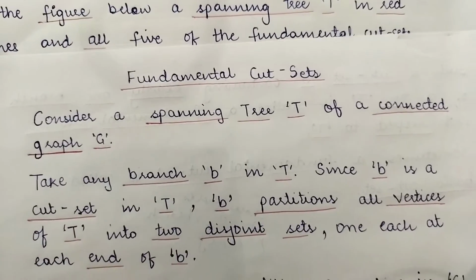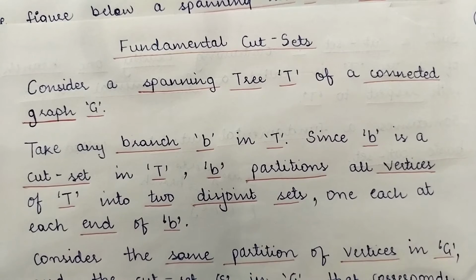You all have studied fundamental circuits. A circuit involves edges of a connected graph, and a fundamental circuit involves one chord and the rest of the branches of the tree. So just like in a fundamental circuit you have exactly one chord and the rest are branches of the spanning tree, similarly in a fundamental cut set, the situation is opposite. In case of a fundamental cut set, you have exactly one branch of the spanning tree and the rest are all chords of the connected graph. Quite simple.